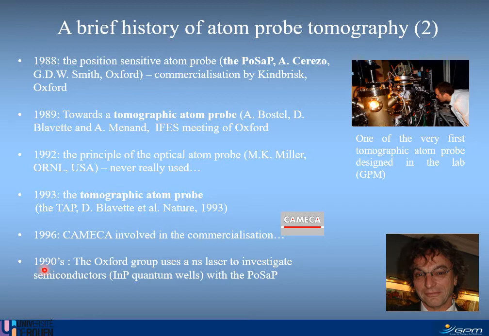And in the 90s, there was also very interesting research conducted by the Oxford group. And in fact, they used a nanosecond laser atom probe to investigate semiconductors. As an example, indium phosphorus quantum wells. And this was done with the position-sensitive atom probe, the POSAP.